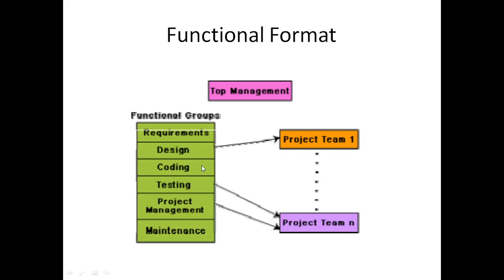So there will be good quality documents in the case of functional groups, because each team should give good documentation. Then only the other teams can complete the project. So here the important thing is good quality documentation is produced after every activity. So that's about functional format.